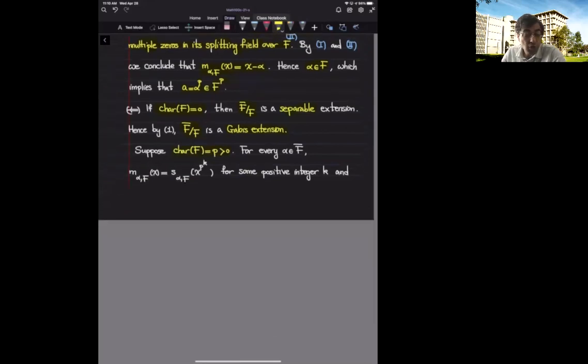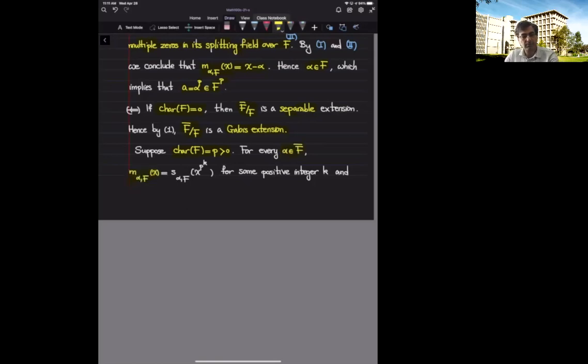Again, I need to show that f bar over f is separable to finish the argument, because we already know that f bar over f is a normal extension. So we are going to show that f bar over f is a separable extension. And that means I need to show for every alpha inside f bar, the minimal polynomial of alpha is a separable polynomial. So I pick an alpha inside f bar, I consider its minimal polynomial, and I need to show that it is separable.